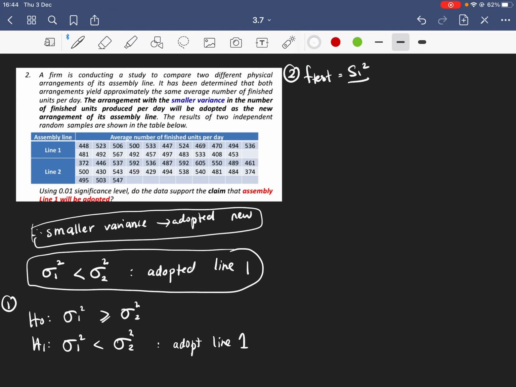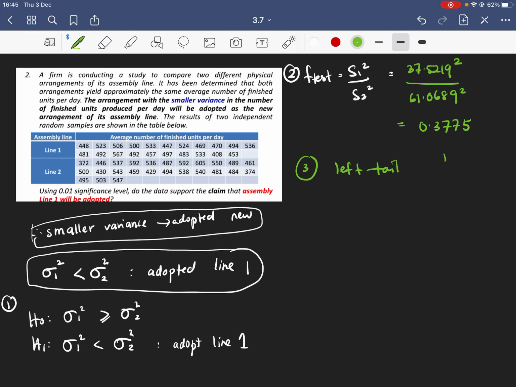S1 square over S2 square. Okay, you have to find the S1 square and the S2 square. Put this data into your calculator and come up with the S. So I give you the answer. The S1 square is 37.5219 square. This one is 61.0689 square. The ratio is 0.3775. Okay, the rest of it you can proceed.